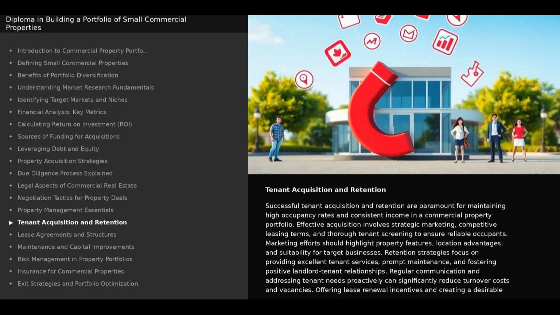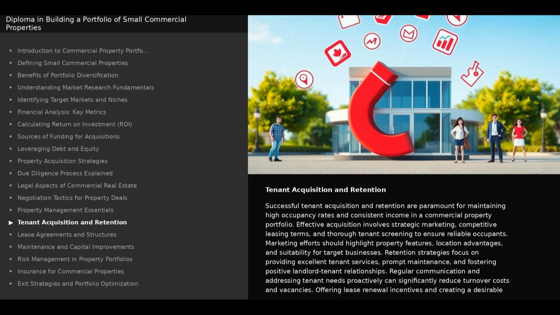Tenant acquisition and retention. Successful tenant acquisition and retention are paramount for maintaining high occupancy rates and consistent income in a commercial property portfolio. Effective acquisition involves strategic marketing, competitive leasing terms, and thorough tenant screening to ensure reliable occupants. Marketing efforts should highlight property features, location advantages, and suitability for target businesses. Retention strategies focus on providing excellent tenant services, prompt maintenance, and fostering positive landlord-tenant relationships.